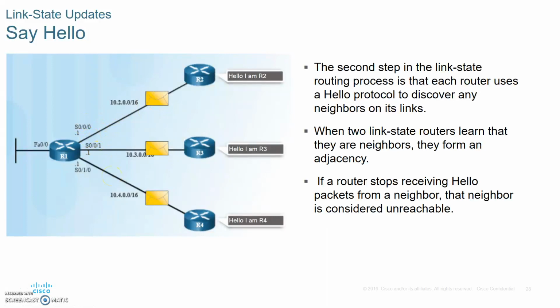The hello packets are sent periodically. So if the router stops receiving the hello packet from a neighbor, then it will presume that the neighbor is unreachable. It's considered dead. So this is considered a keep alive mechanism.